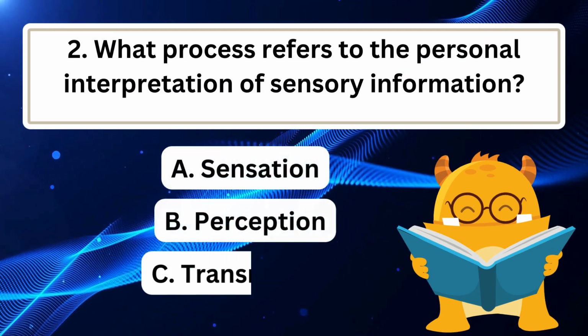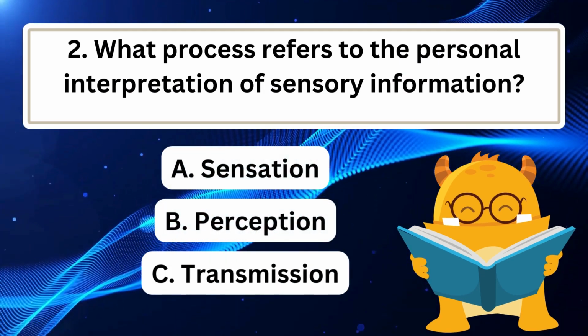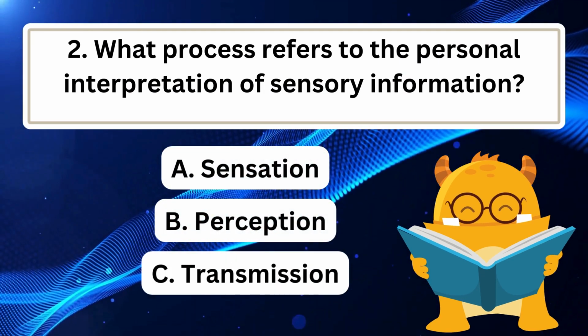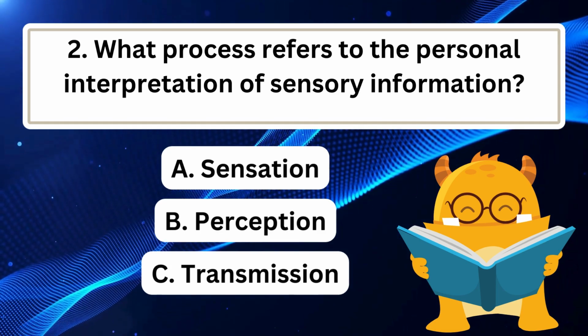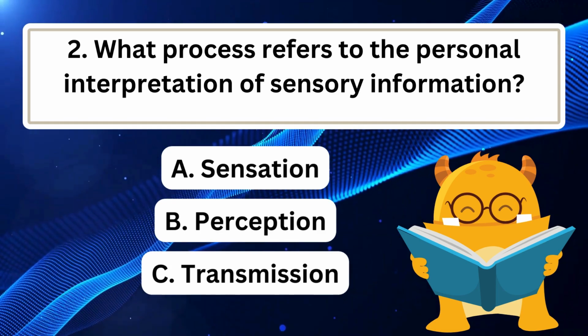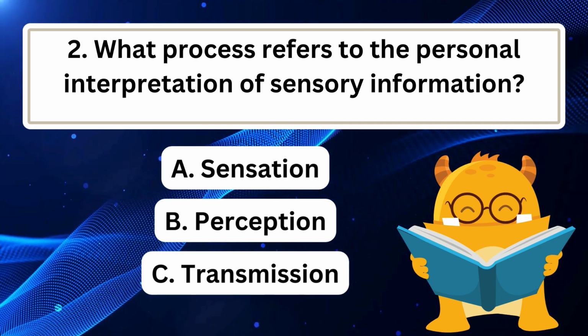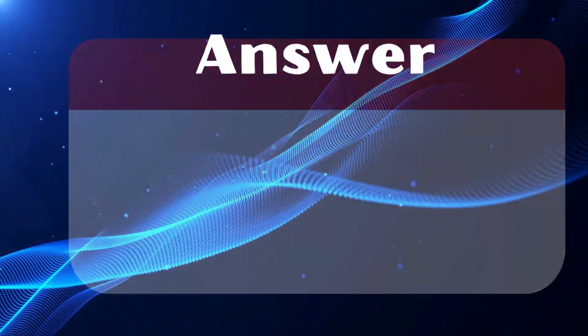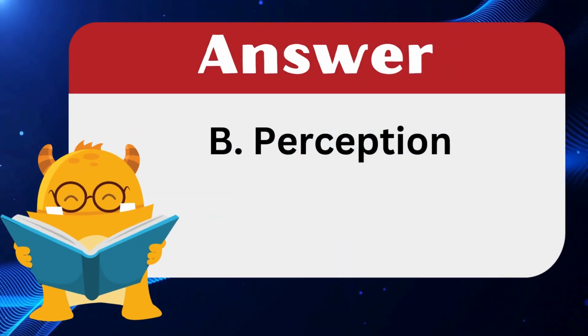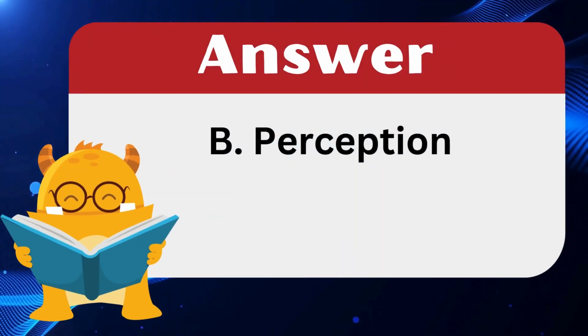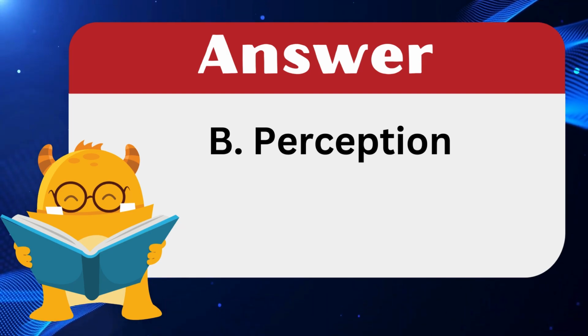2. What process refers to the personal interpretation of sensory information? A. Sensation. B. Perception. C. Transmission. B. Perception. Perception refers to the personal interpretation of sensory inputs.